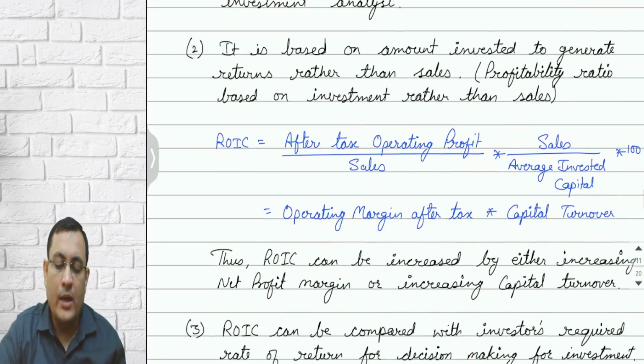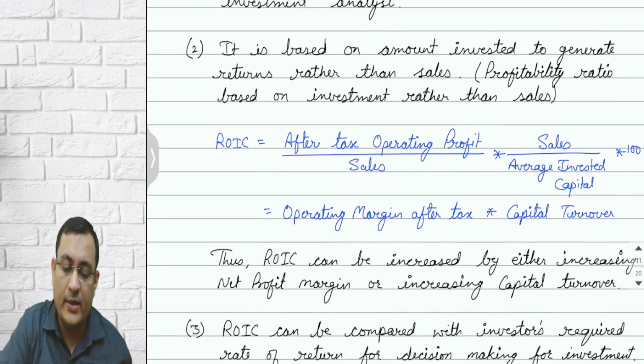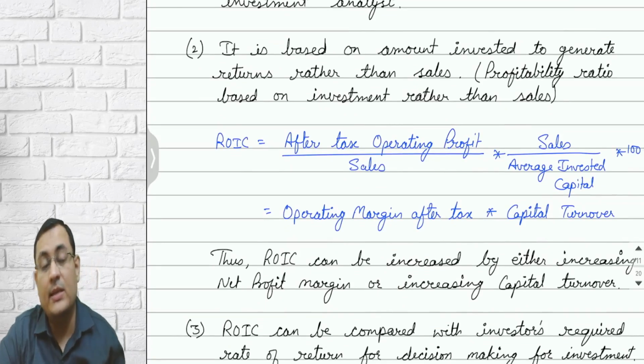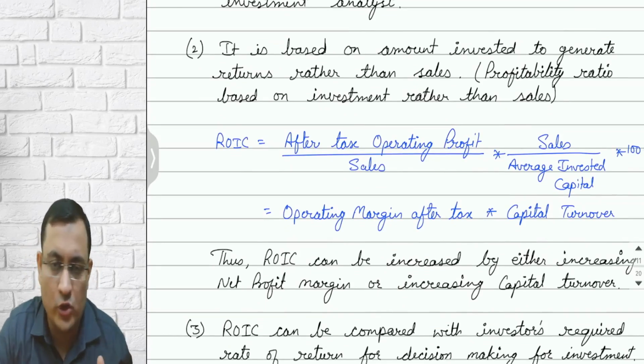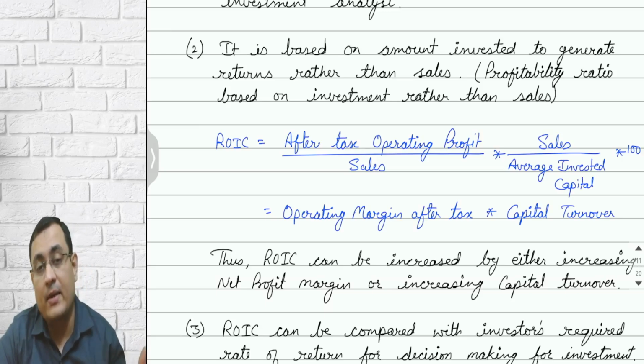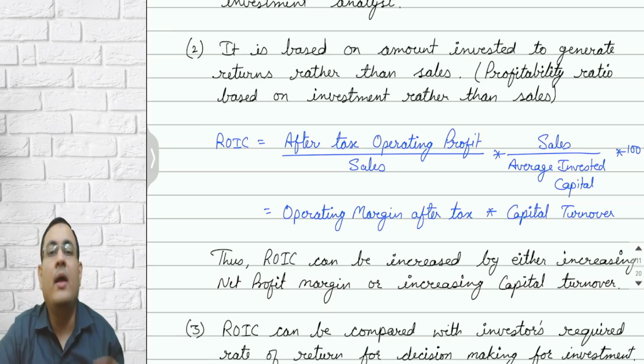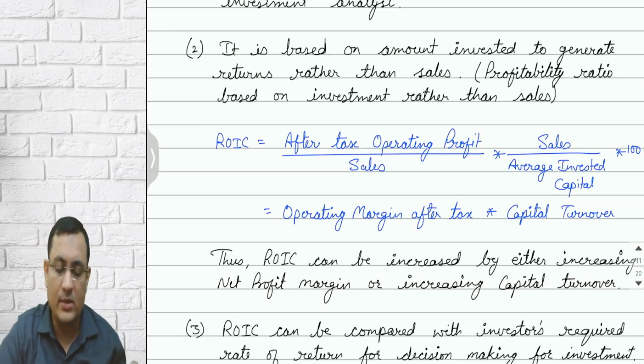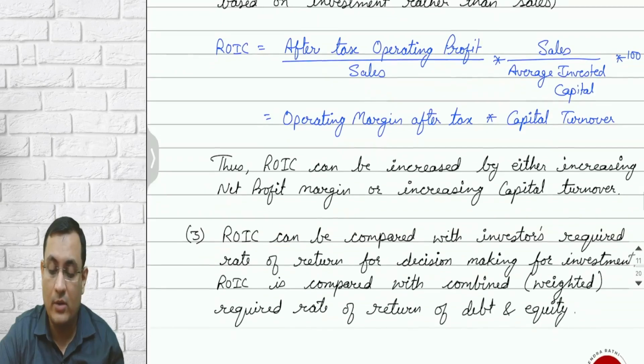Number 2, it is based on the amount invested to generate return rather than the sales. This is basically a profitability ratio based on investment rather than sales. Gross profit ratio, gross margin, net margin or operating margin are returns based on sales, not on the amount invested. It's okay, but it is still not a very good advantage.